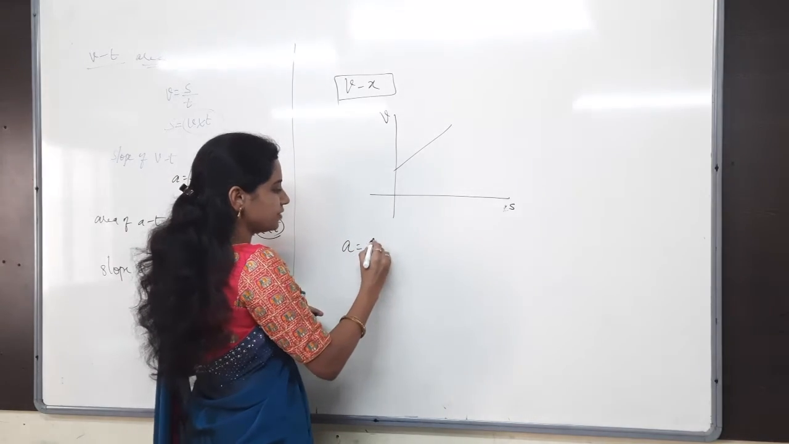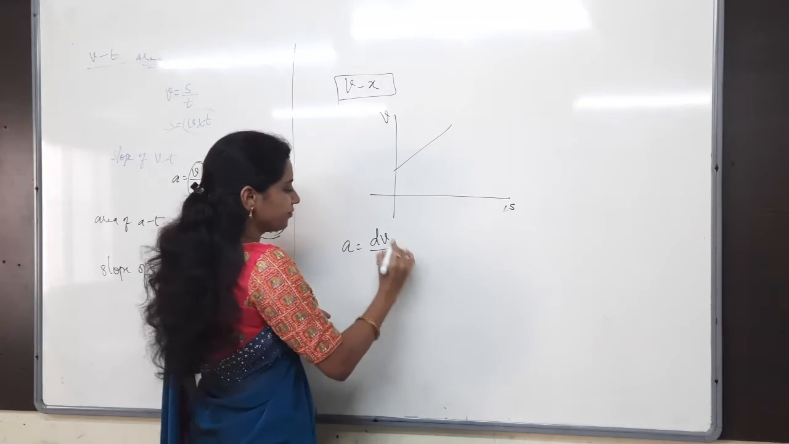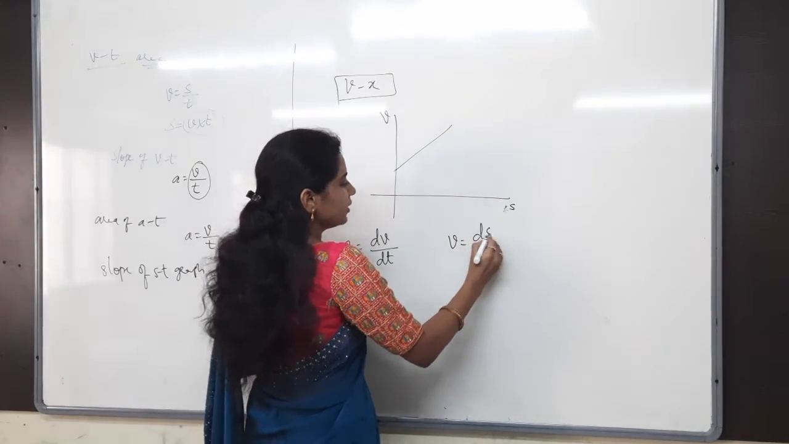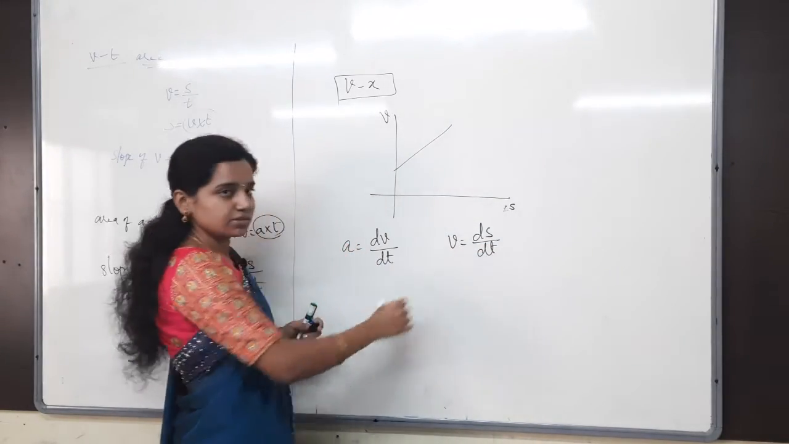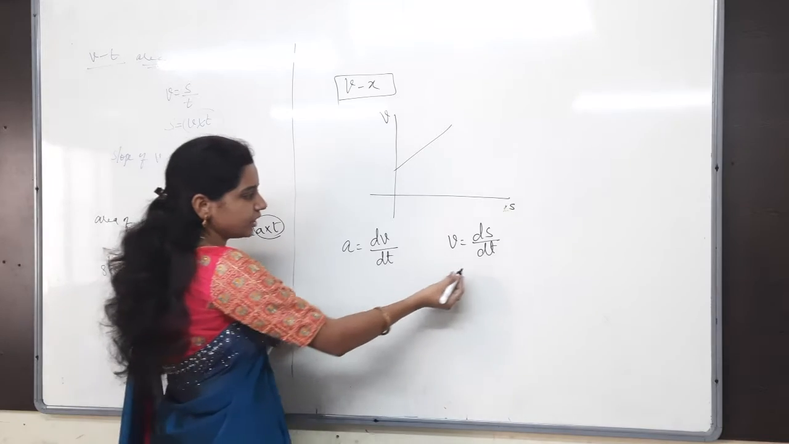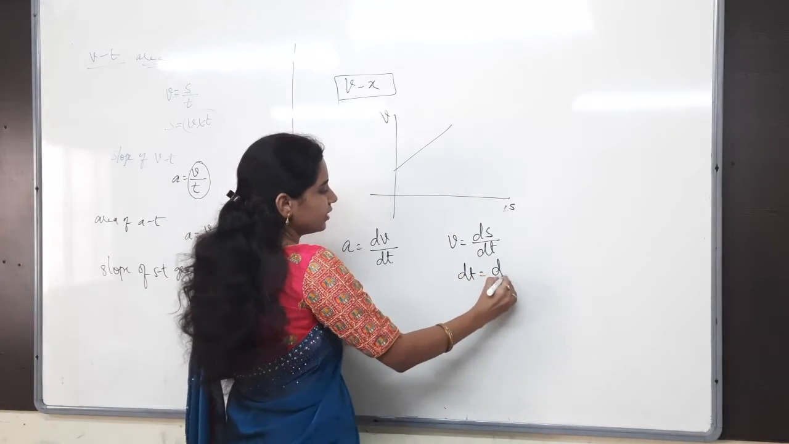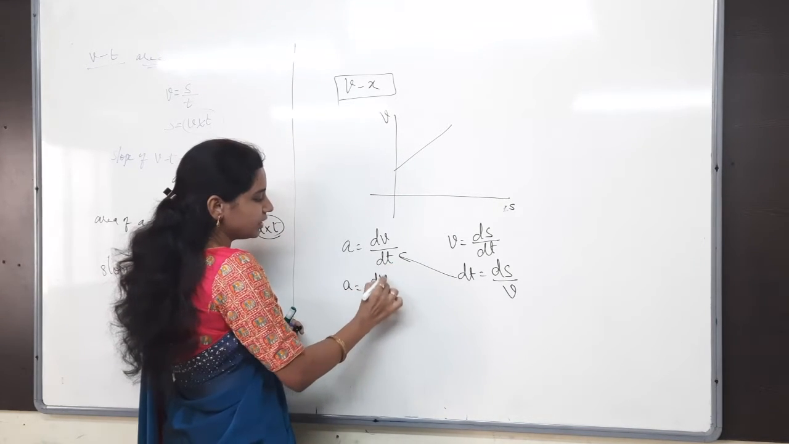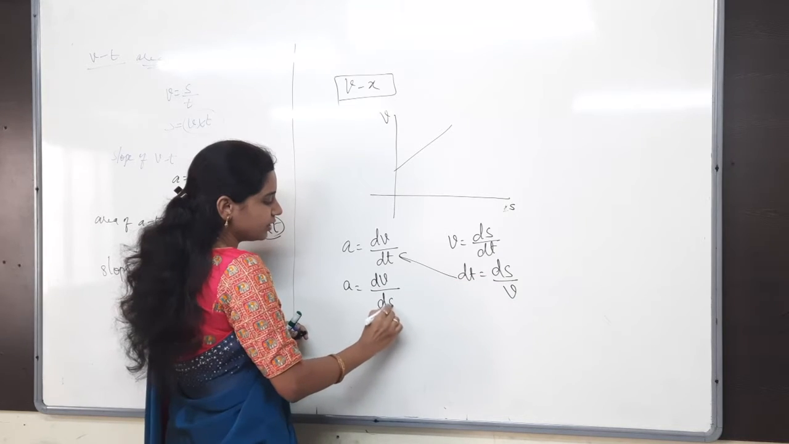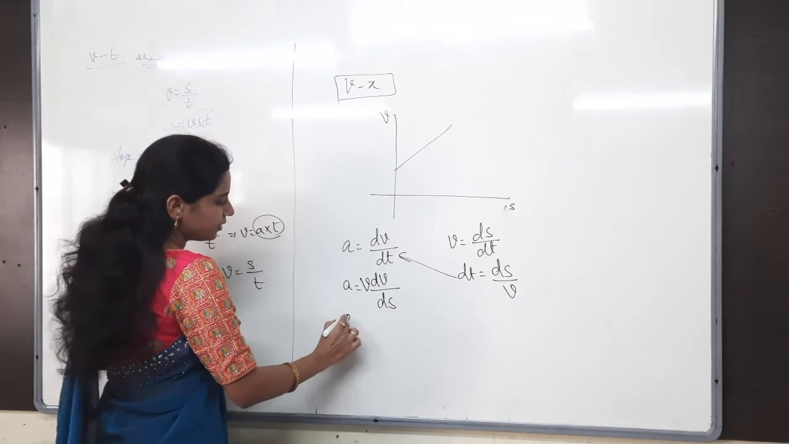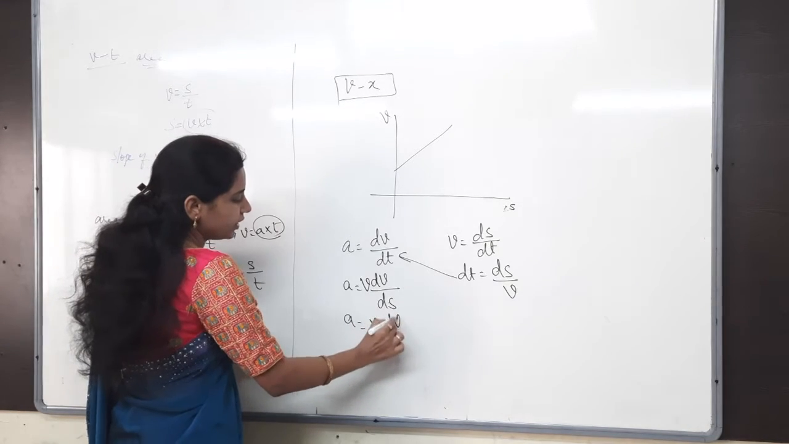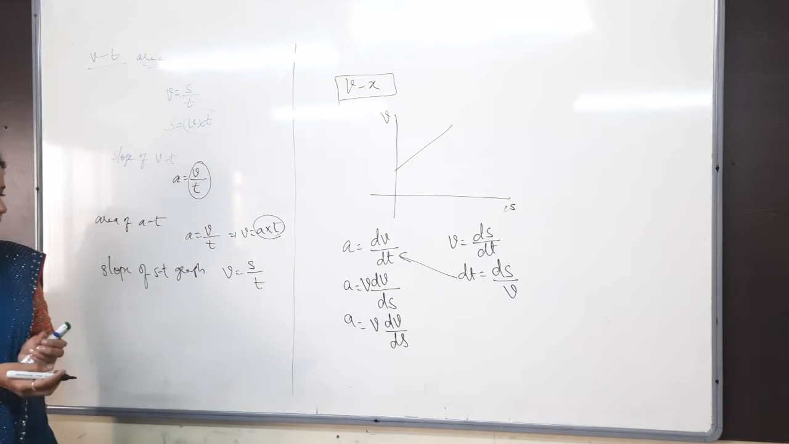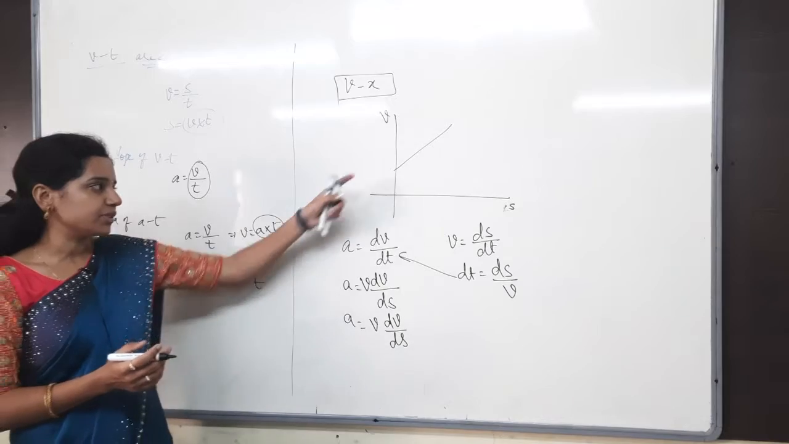See, let's see. Acceleration is equal to, what is the formula for us, dV by dt. dV by dt is the acceleration formula. And also velocity is equal to ds by dt. Can we do anything with these two equations? Take dt here. dt is equal to ds by v. Substitute the dt here. Then a is equal to dv by, in place of dt, ds divided by v. Nothing but a equals v dv by ds.